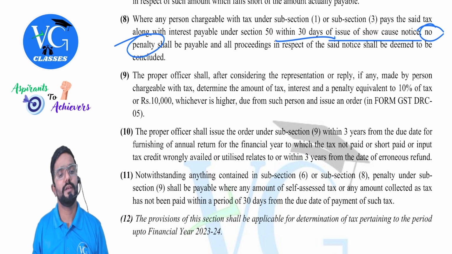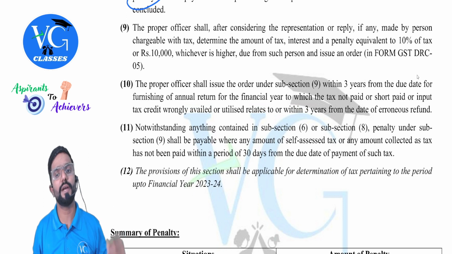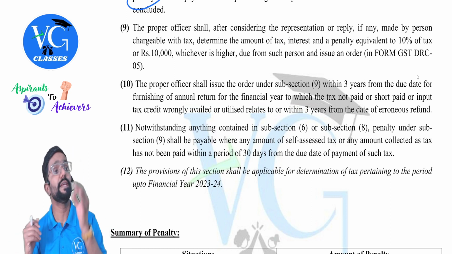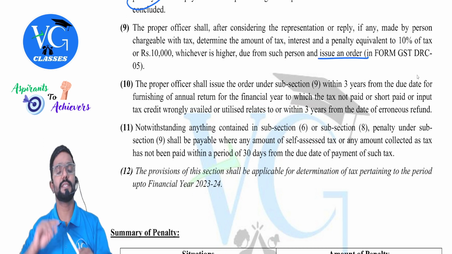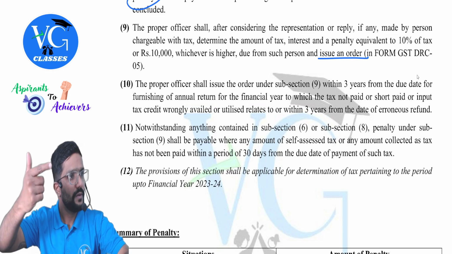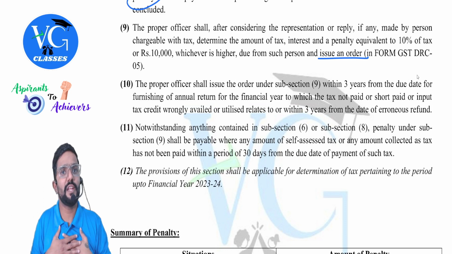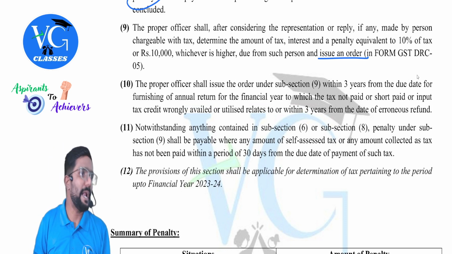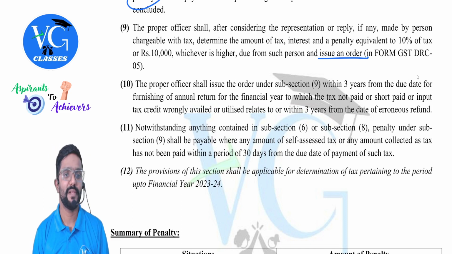No penalty. Subsection 9. The proper officer shall, after considering the representation or reply, if any, made by a person chargeable with tax, determine the amount of tax, interest, and penalty equivalent to 10% of tax or 10,000, whichever is higher, due from such person, and issue an order. Means, sir, notice is issued. Within 30 days, if he pays, no penalty, but he didn't pay. Now, can the proper officer pass a final order? Yes. And in that order, you can ask the person to pay penalty. So the order will be in which form, guys? GST DRC 07.